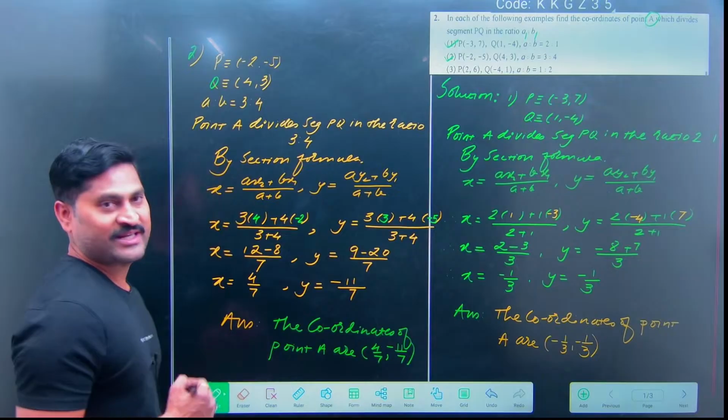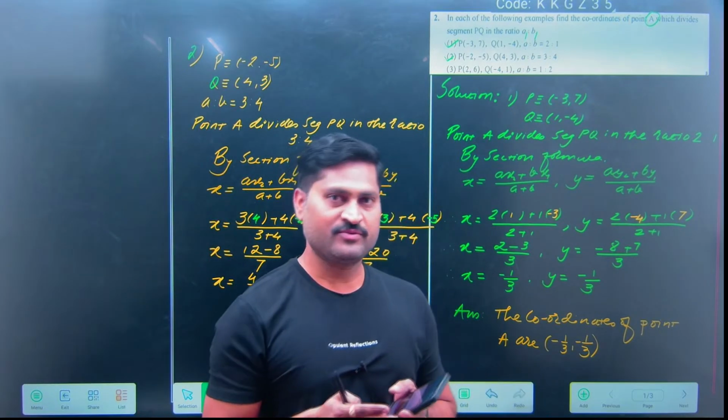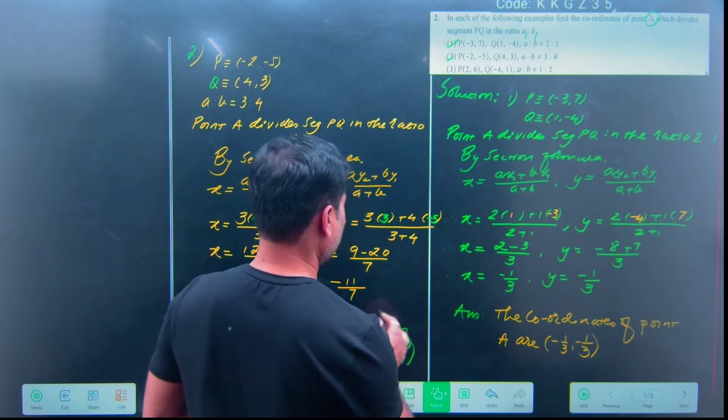So you always write the answer at the last with proper units because it carries half marks. If you go with a wrong unit, then half a mark will be deducted.